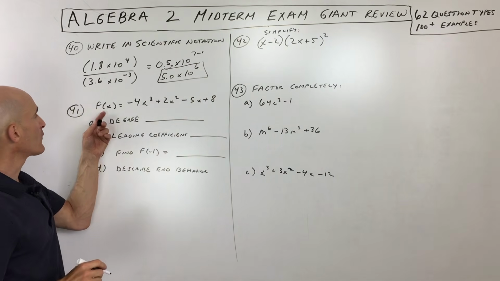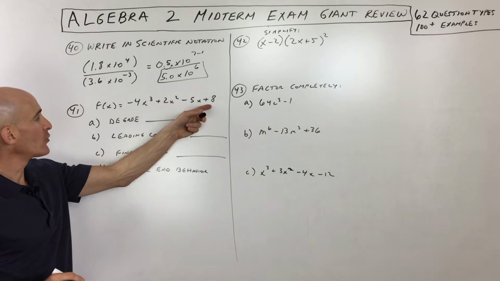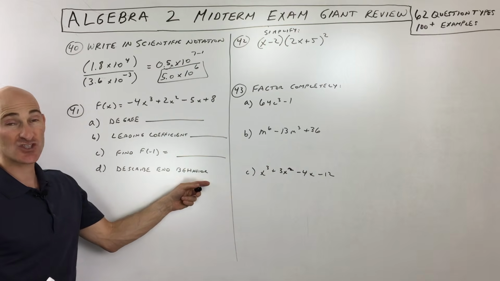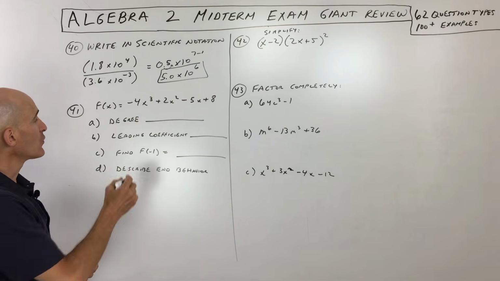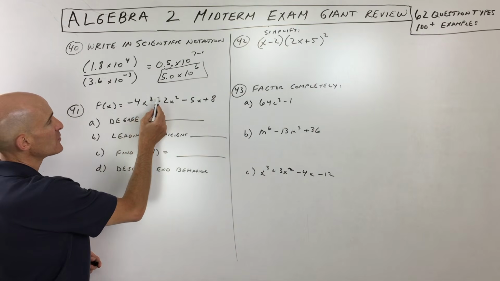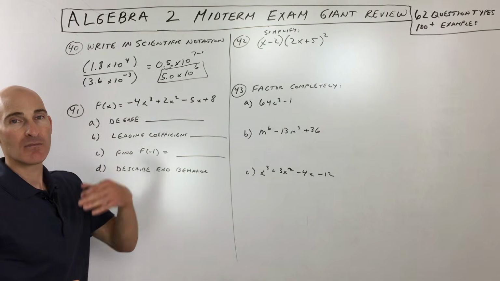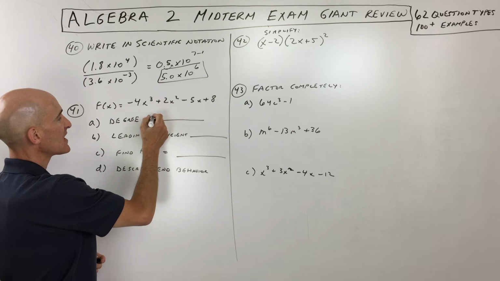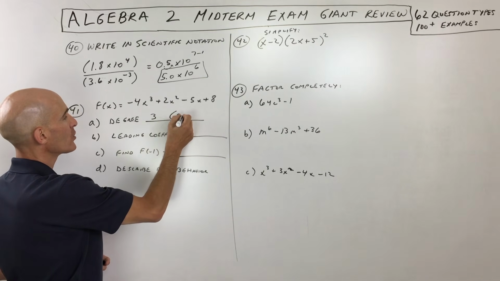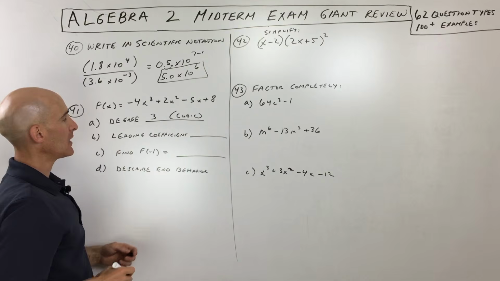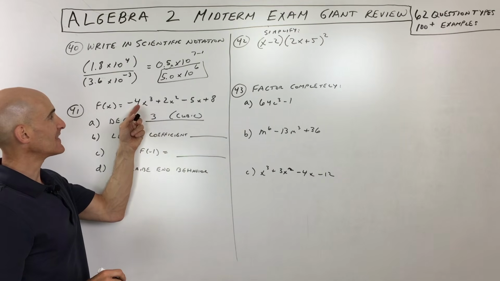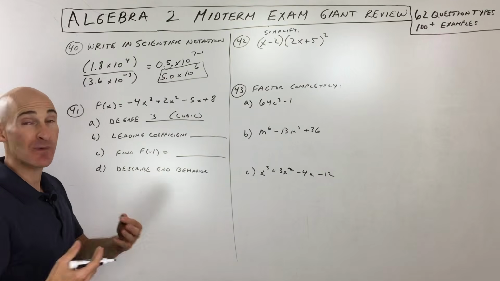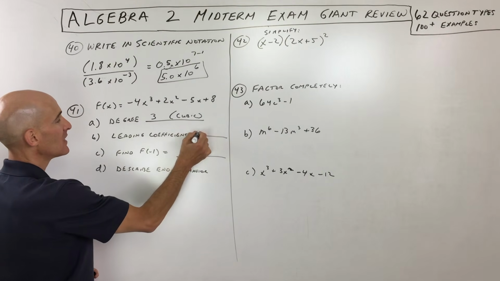So that's number 40. Number 41, they give us this polynomial and ask us for the degree, the leading coefficient, f of negative 1, and to describe the end behavior. So first of all, the degree. Well, when you think of the degree, you think of the highest exponent, the highest power of x. In this case, 3 is the highest, so we're going to say it's degree 3, or you could say it's a cubic, okay? The leading coefficient is the one that leads it off. It's in front of the highest power term, the term with the highest power of x. So in this case, that's going to be a negative 4.